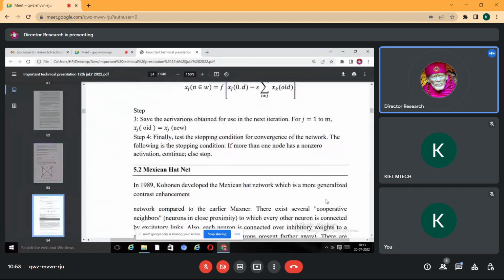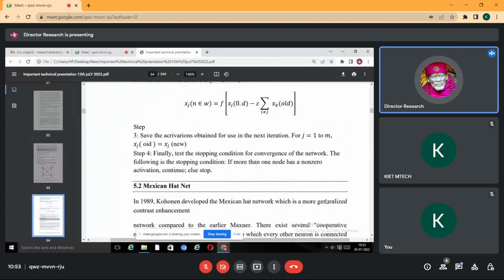See from the architecture onwards. Finally, test the stopping condition for the network. The stopping condition is: if more than one node has a non-zero activation, continue; else stop.